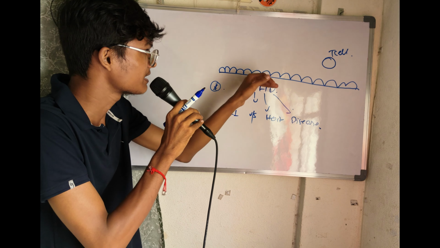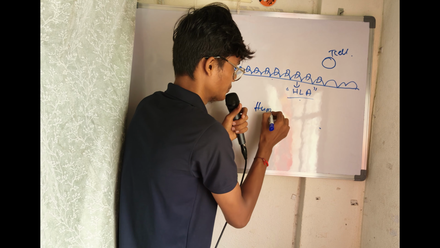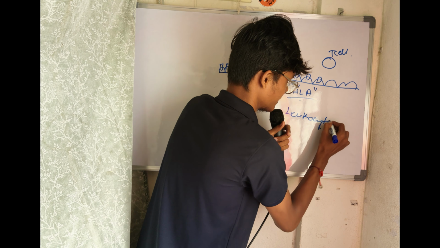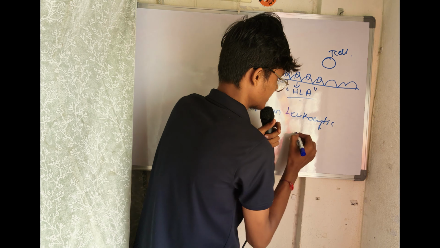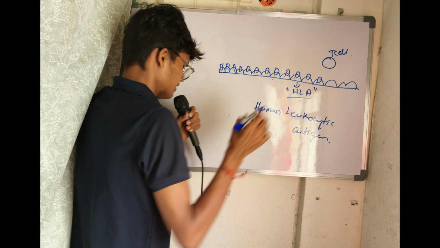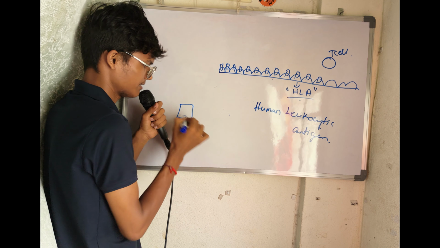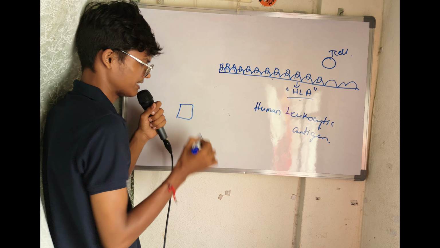What is the full form? Full form is human leukocyte antigen. Okay, they are showing this identity card to the T cell. Okay, fine. Now see, this is the recipient and this is the donor. This is the recipient and this is the donor.